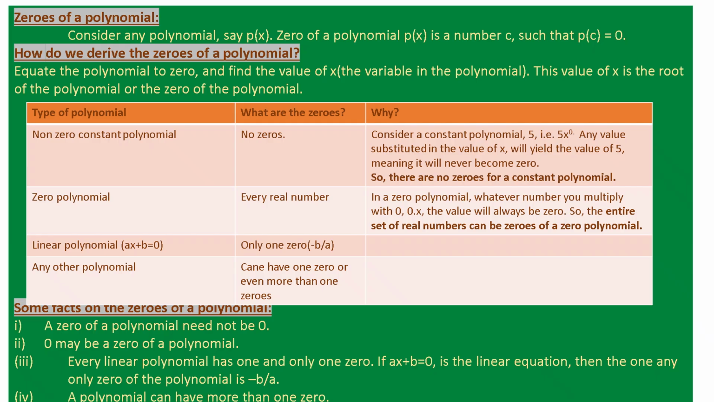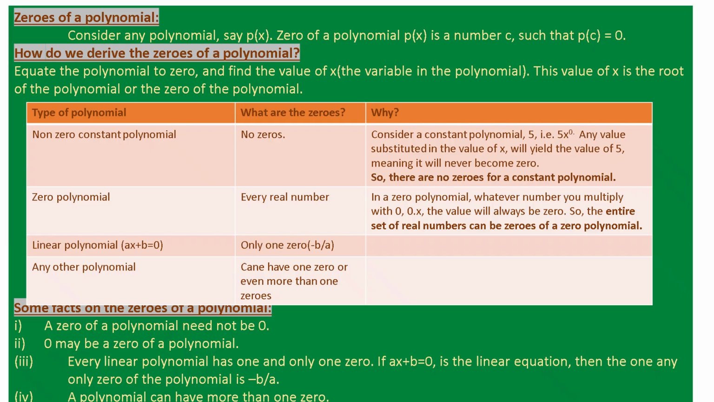To exercise 2. Exercise 2.2 concentrates on the zeros of a polynomial. We have already studied what a zero polynomial is. To find the zeros of a polynomial, consider any polynomial, say p of x. Then the zero of the polynomial p of x is nothing but a number c, such that if you substitute the value of c in the entire polynomial in the variable, then we get p of c is equal to 0. P of c becomes 0 if you replace the variable with the zero of the polynomial.